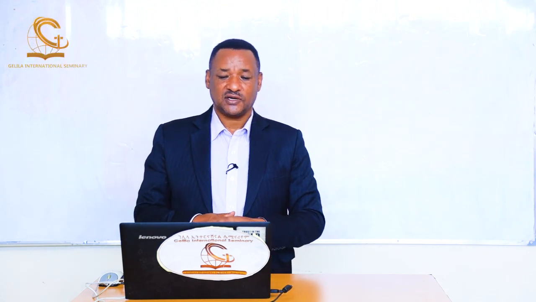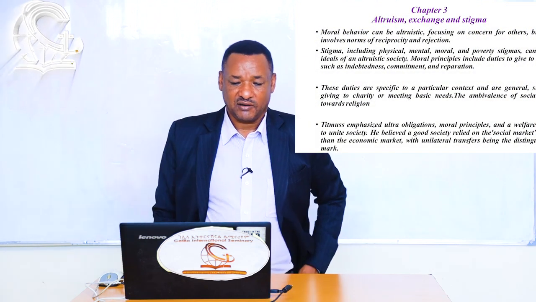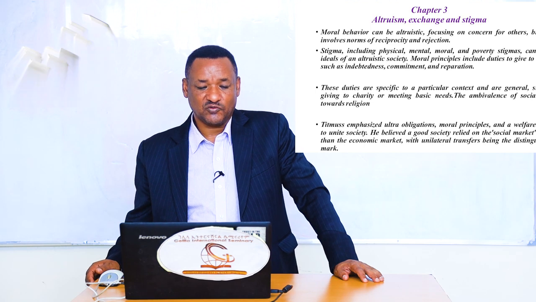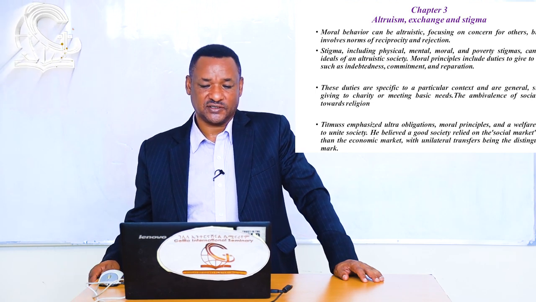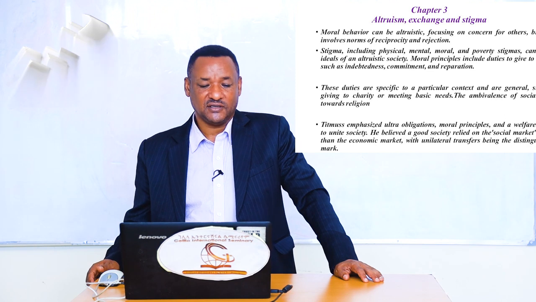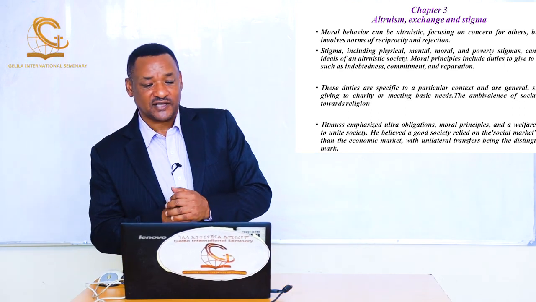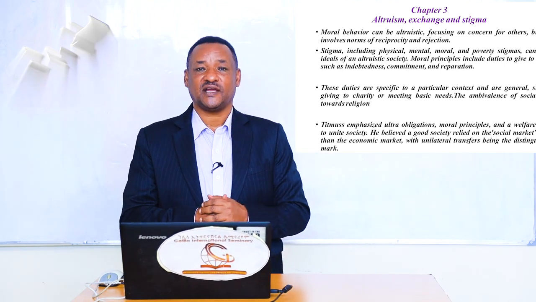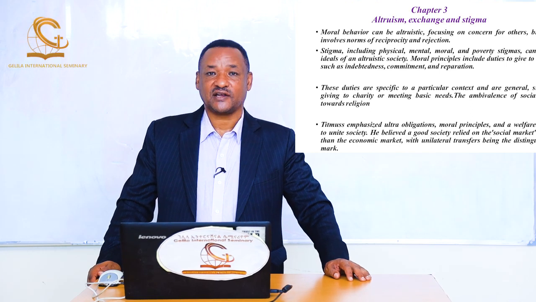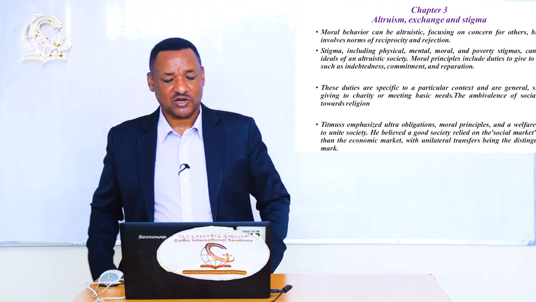So I'm going to proceed very quickly to chapter 3: altruism, exchange, and stigma. Moral behavior can be altruistic, focusing on concern for others, but it also involves norms, reciprocity, and rejection. Stigma includes physical, mental, moral, and poverty. Stigmas can affect ideals of an altruistic society. Moral principles include duties to give to others, such as indebtedness, commitment, and reparations. These duties are specific to particular contexts or general, such as giving to charity or meeting basic needs. So there is ambivalence in social work toward religion.